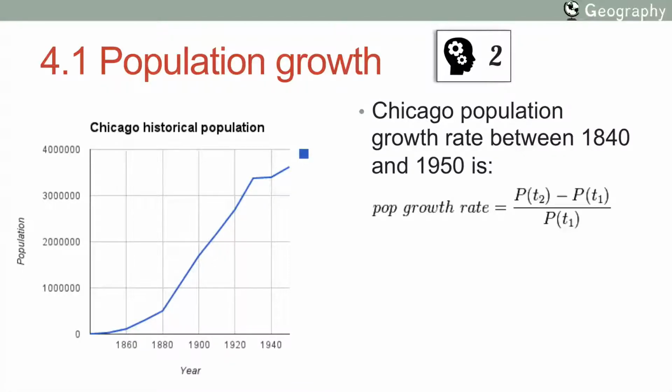But how to calculate the growth rate? Chicago's population growth rate between 1840 and 1950 is calculated with this formula. Population growth rate equals the population at time 2 minus the population at time 1, divided by the population at time 1. Let's put the data in it: 3 million people minus 4,470 people, divided by 4,470 people. That gives us a rate of 809% growth within 100 years, more or less. That's phenomenal, a huge growth. The question is why? Why did it grow so much? Keep that question for later.